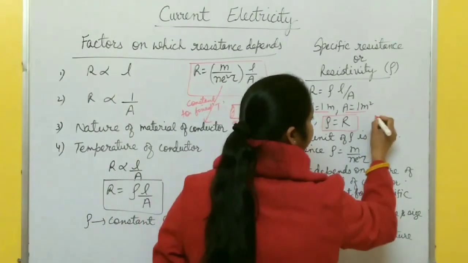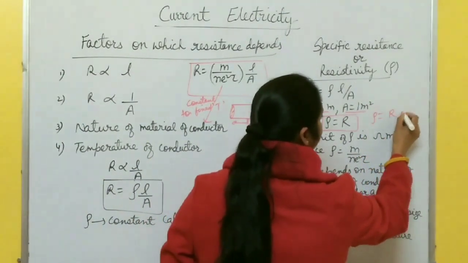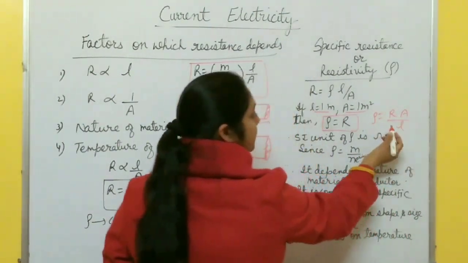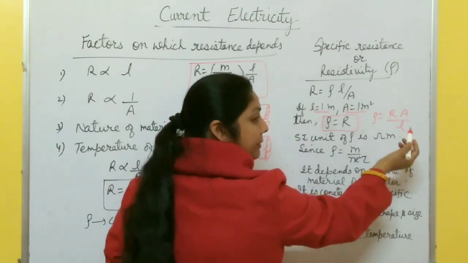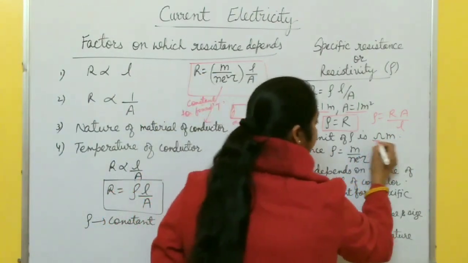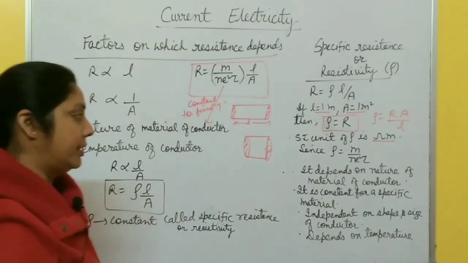What is the SI unit of this resistivity? Resistivity equals R A by L. So R is in ohm, A by L means meter. Ohm meter is the SI unit of resistivity, right?